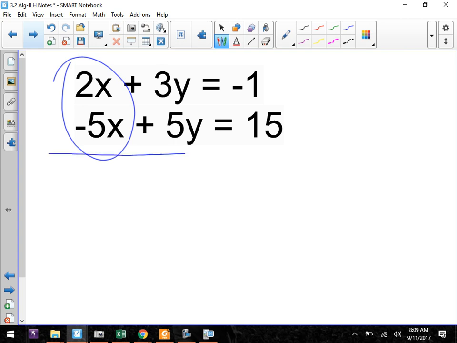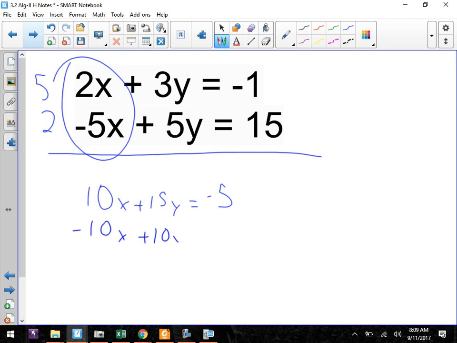All right. So let's go the route you probably did. Multiply the top one by 5, the bottom one by 2. Okay. If you do that, you'll see that you have 10x, 15y, and a negative 5. Negative 10x, 10y, and a 30. Everybody okay with that? What I'm doing there is what we call linear combinations. You're multiplying tops and bottoms by some scales to be able to get the same coefficients.